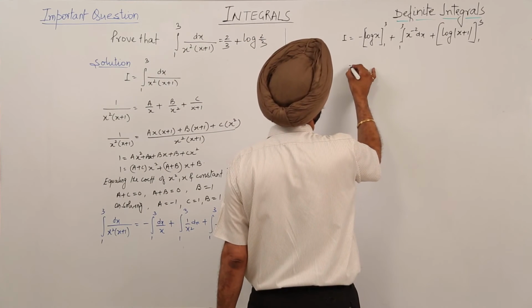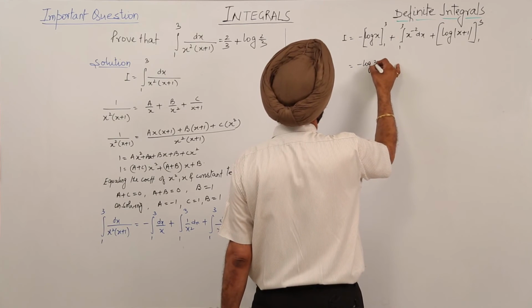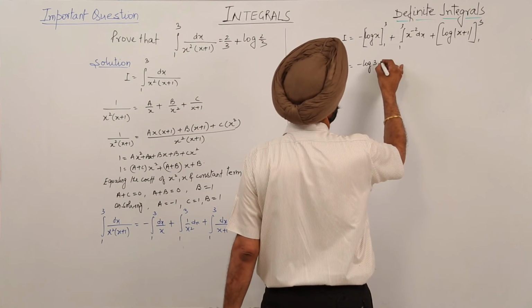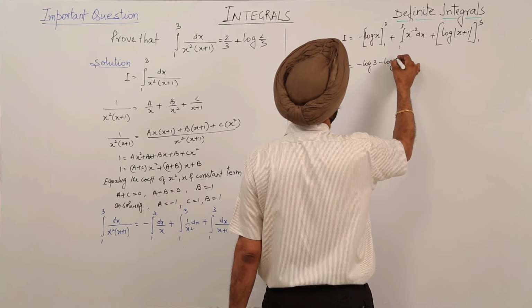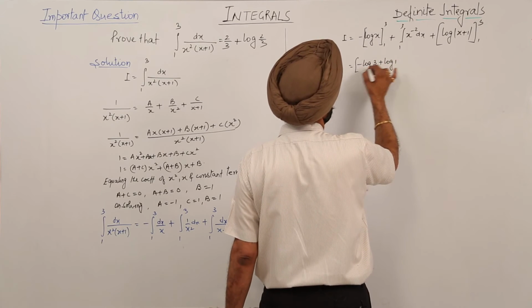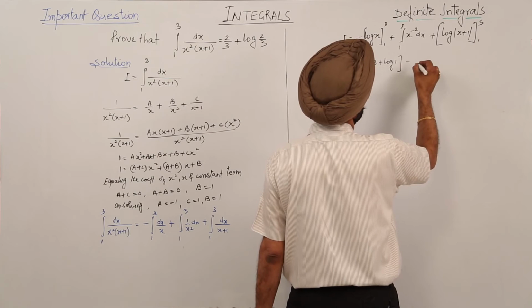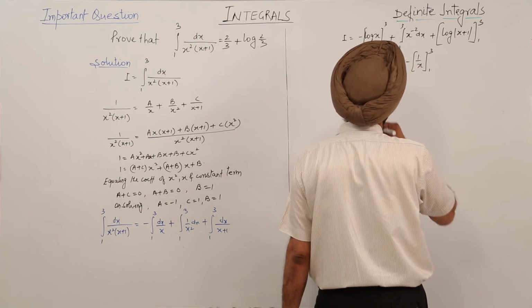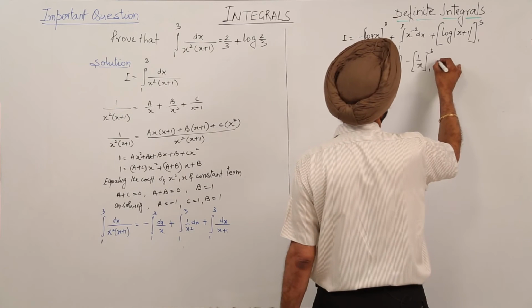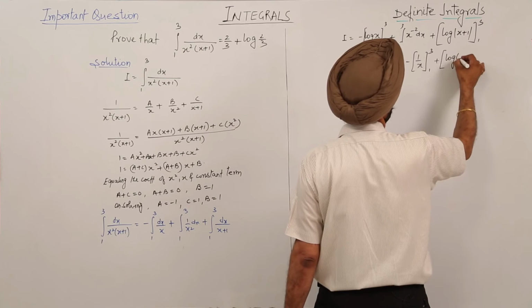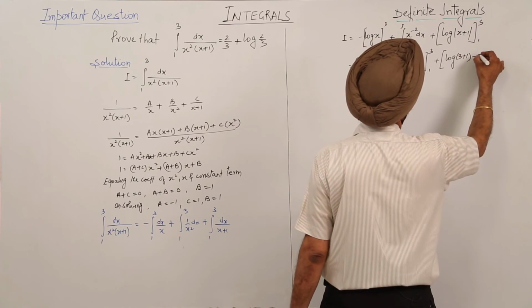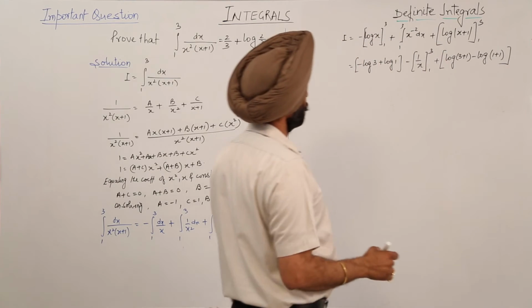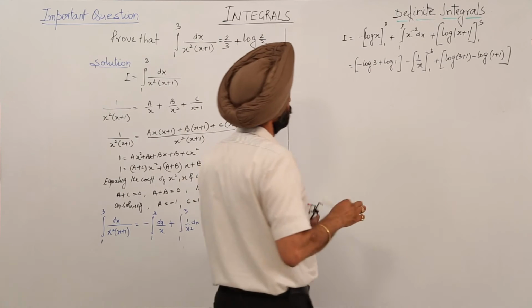So, now what we are having? We are having minus log 3, it is 1 upon x dx, minus log 3 minus log 1, plus, now this becomes minus 1 upon x from 1 to 3, plus log of 3 plus 1 minus log of 1 plus 1. Is it clear?